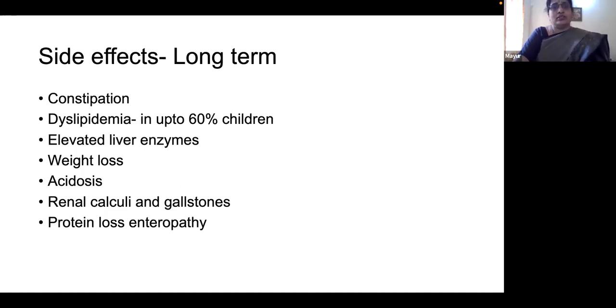So long-term side effects are like constipation, which is very common, and then dyslipidemia in up to 60% children, wherein we do change the ratio of fatty acids and help them by reducing or avoiding the saturated fatty acids, and then increasing the ratio of PUFA and MUFA and things like that, and elevated liver enzymes, that's also more common. Weight loss, acidosis, renal calculi and gallstones are not very common in our experience. Protein loss enteropathy is not very common. Yes, next slide, please.